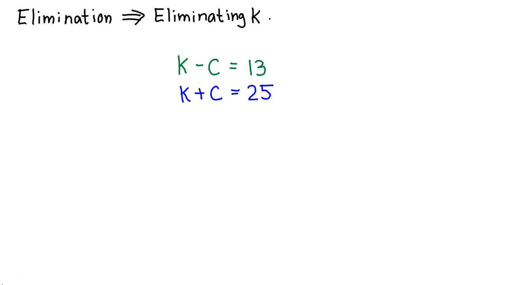So you chose to do elimination by eliminating K. It could be done this way. It's probably a little easier if you had chosen to eliminate C. However, you do have your choice of methods.